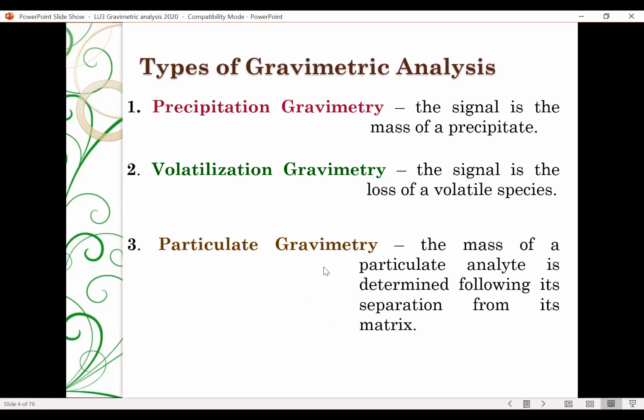When you look at these three types of gravimetric analysis, which one do you think was involved in experiment 2? Can you type in the chat box? Which one do you think? Is it precipitation gravimetry, or volatilization gravimetry, or particulate gravimetry?